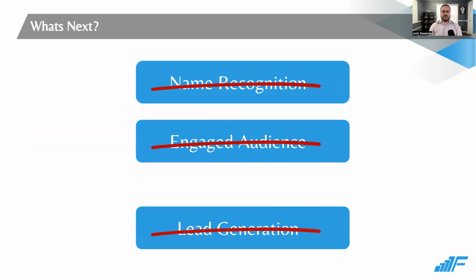All right. So if you don't have name recognition and you don't have an engaged audience, lead generation probably is not going to work very well for your business. You're not going to see the ROI and the expectation that you're going to purchase a service and see leads within the next 90 days and sometimes even 6 months. So what are you going to do?